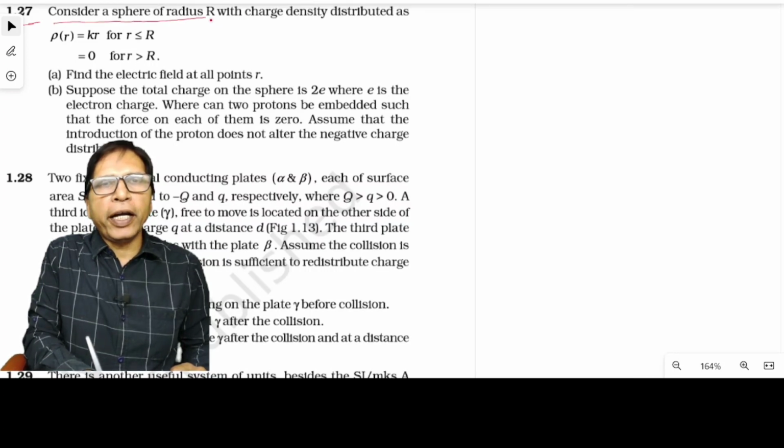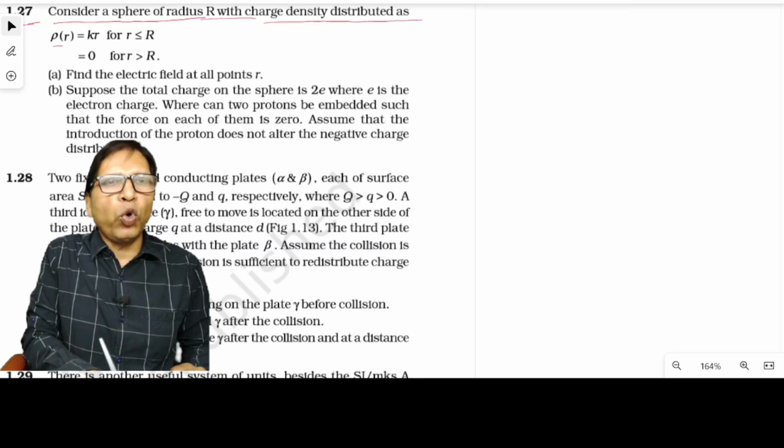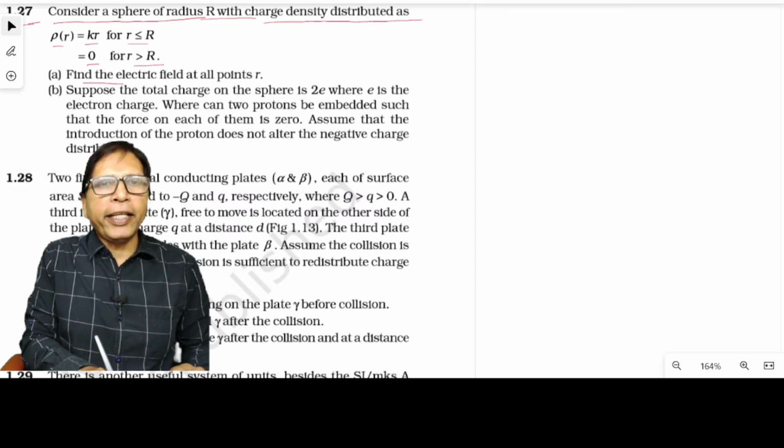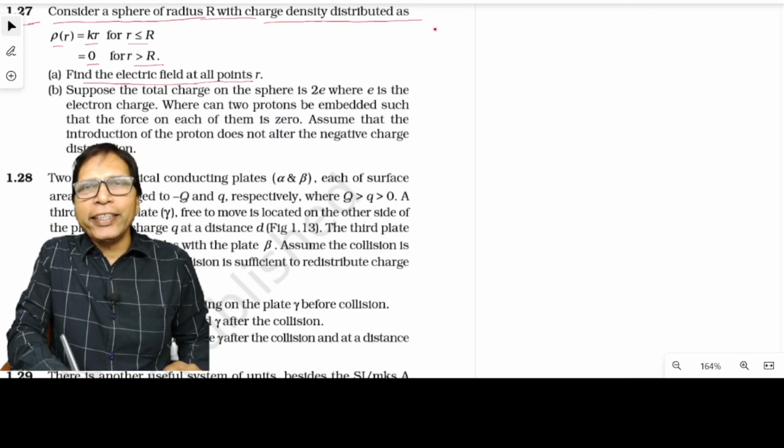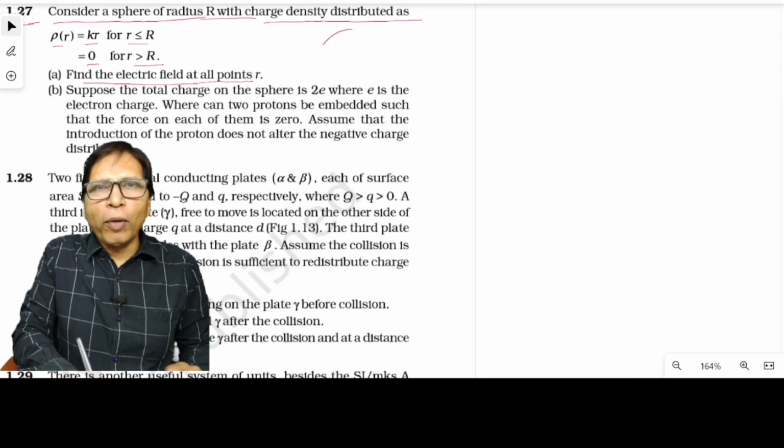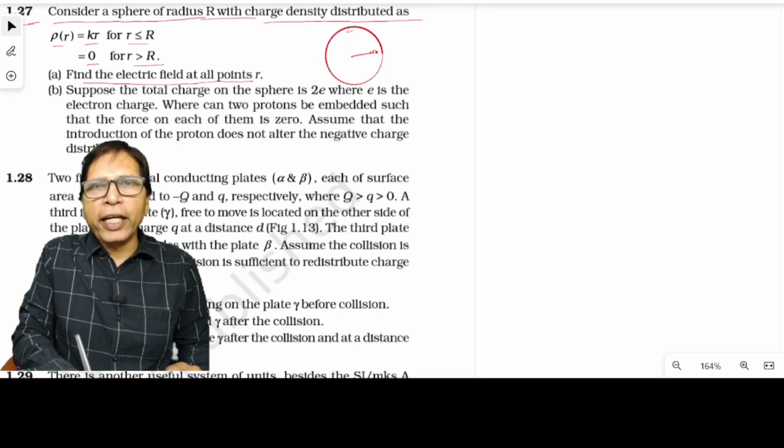Now question 1.27. Consider a sphere of radius R with charge density distributed as rho of r equal to kr inside the sphere and 0 outside the sphere. Find the electric field at all points r. Look at this, this is the spherical region. Okay, so the electric field at a distance r.